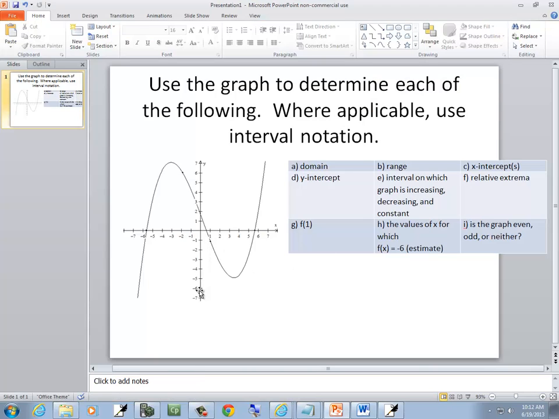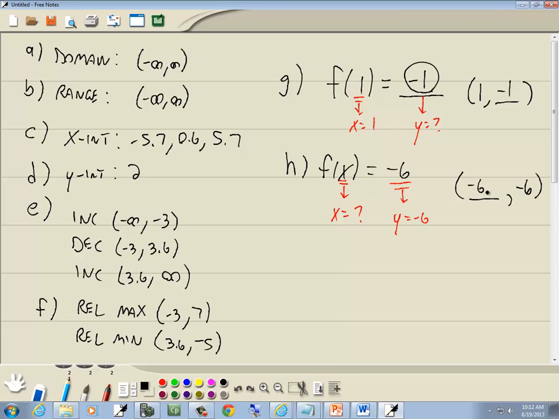If I come down here to y equal to negative 6 and come straight over to here, it looks like this is the point. If I come up, it looks like maybe negative 6.3. All they want is the x part, so x is equal to negative 6.3.